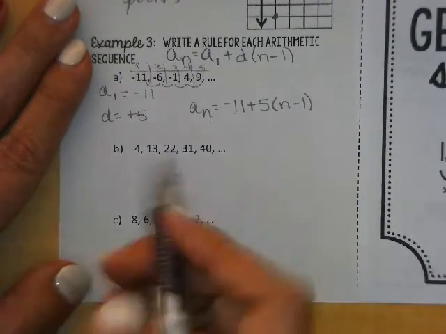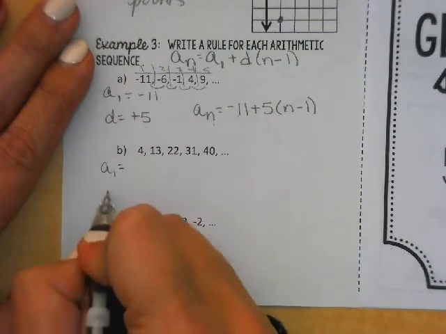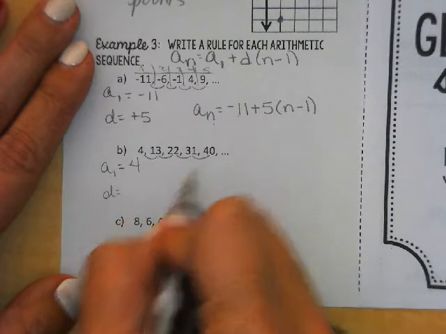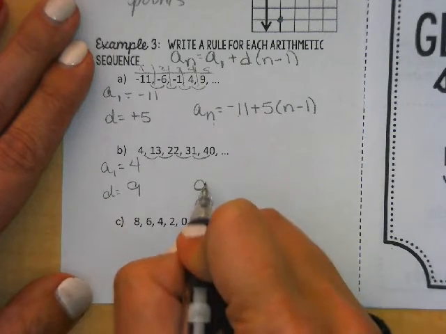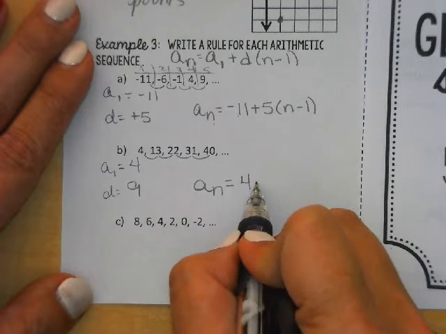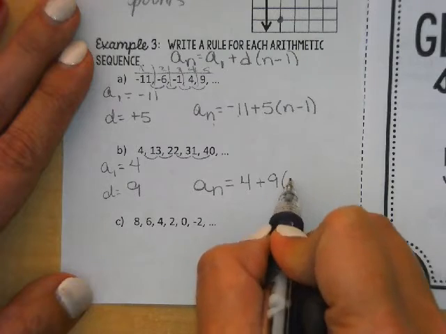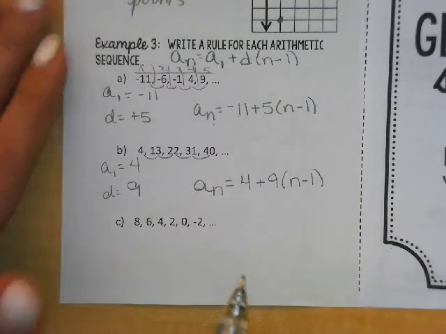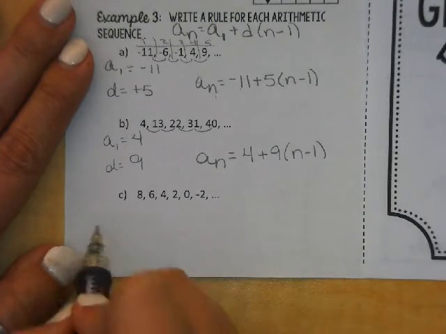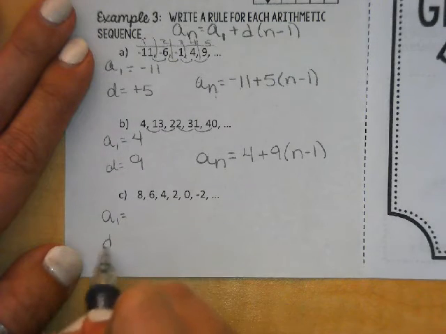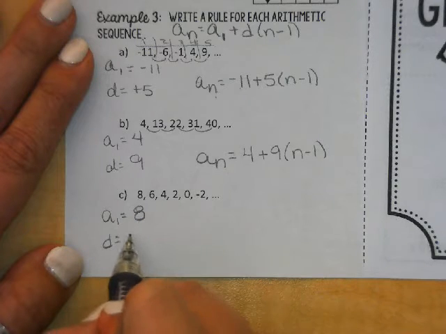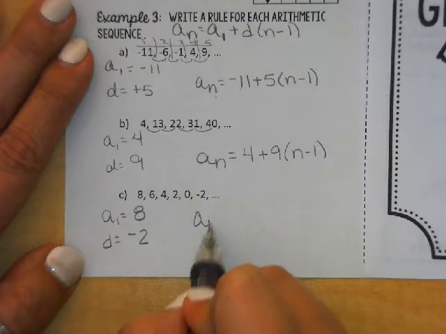What about b? What's my a sub 1 on b? 4. What's my common difference? 9. So what's my rule? a sub n equals what? 4 plus 9 times n minus 1. Good job. And this last one. a sub 1 and d. What do we get? 8 and negative 2. So what's my rule?